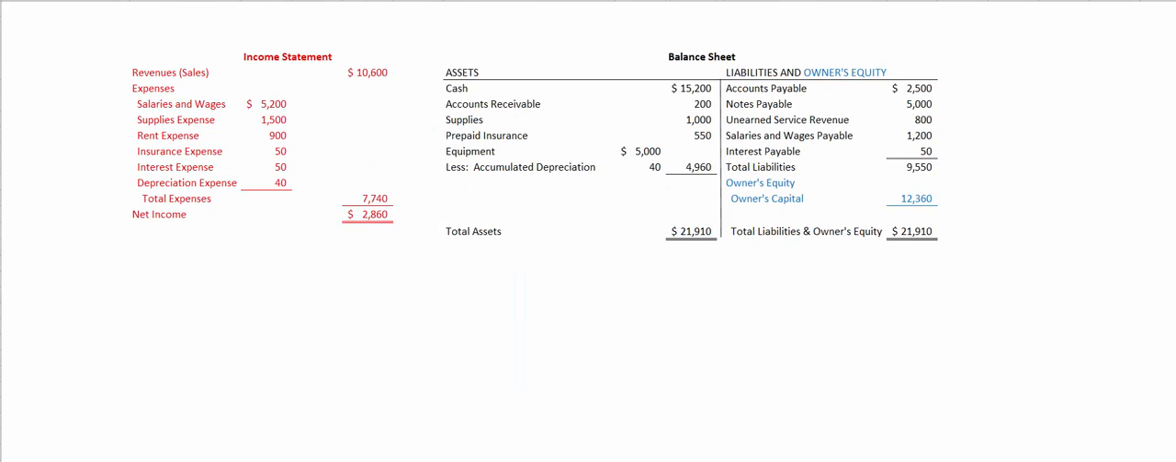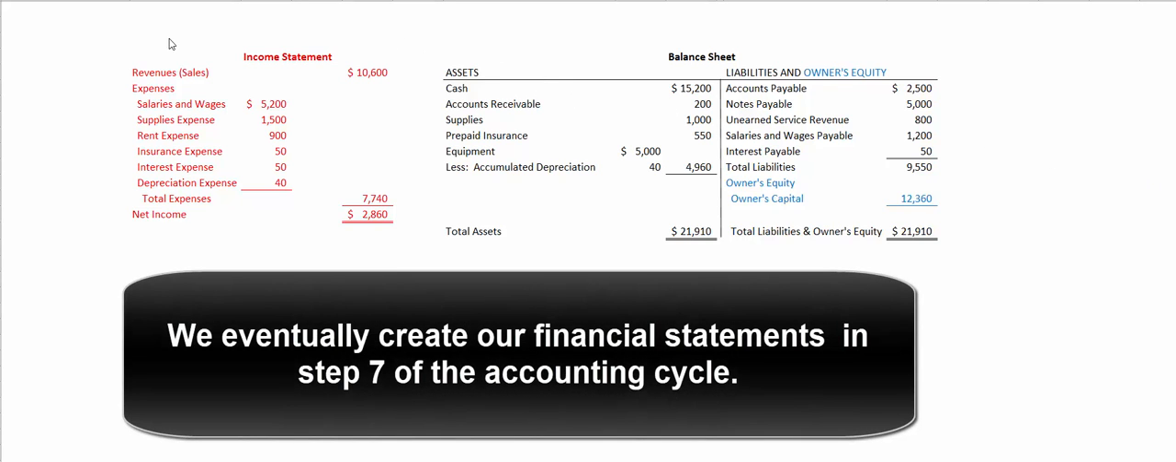Okay, here's the deal, here's what's happening. We're going to look at steps 2, 3, and 4 of the accounting cycle: creating journal entries, posting to ledger accounts, and creating a trial balance. To refresh our memories, we're trying to create our financial statements, and the way that we create those financial statements is through the accounting cycle.